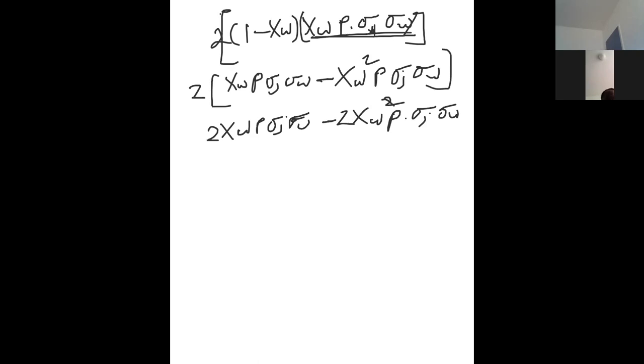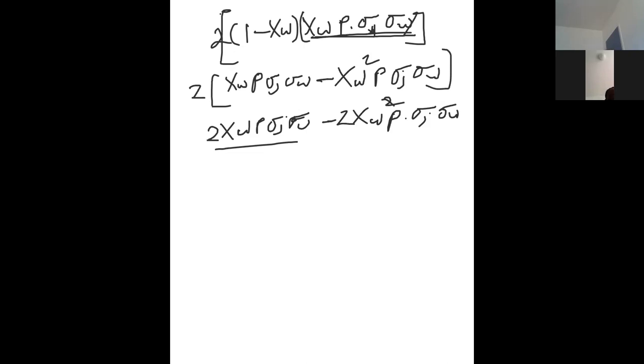Now, what I'm interested in is to differentiate this expression with respect to XW, right? Because when you look at what we have here, the only thing that I do not know is the XW. I know my correlation, which is 0.22. I know my volatility for J, which is 0.16. I know my volatility for W, which is 0.2, right? So the one that I do not know, that's what I'm differentiating with respect to.